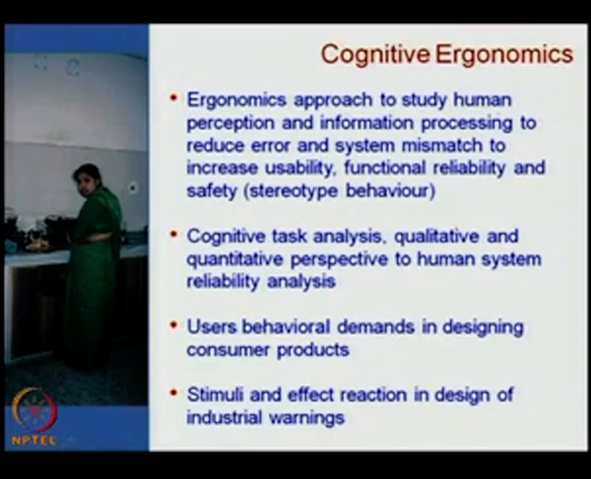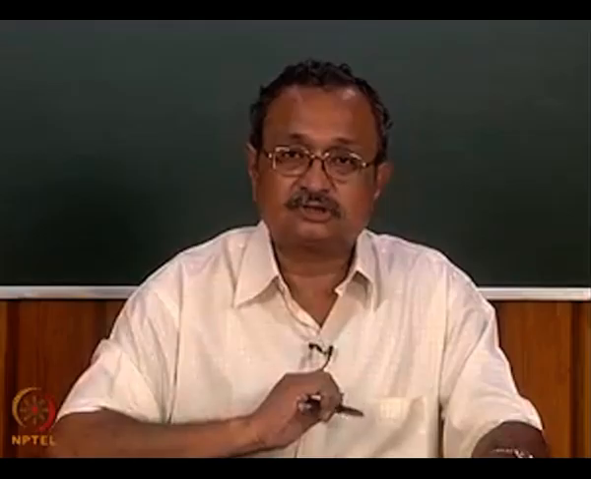Another part of cognitive ergonomics is the ergonomic approach to study human perception and information processing to reduce error and system mismatch, to increase usability, functional reliability and safety at a stereotype behavior. It includes cognitive task analysis, qualitative and quantitative perspectives to human system reliability analysis, users' behavioral demands and designing consumer products, stimuli and effect reaction in design of industrial warnings. While operating so many switches, different color codes and different shapes and sizes of the control knobs each give a proper input of how to operate everything in a controlled way.